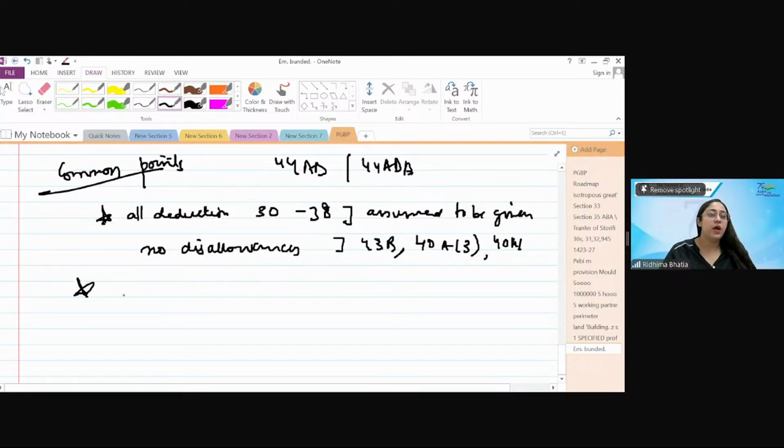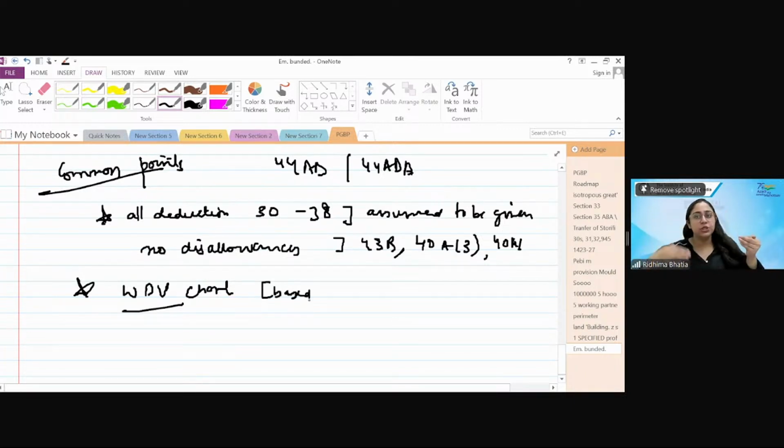But you have to maintain a WDV chart. You have to maintain a WDV chart based on notional depreciation. मतलब आप every year उस chart में depreciation लगा के you will come to the fresh written down value. Yes, you will not claim that depreciation anywhere, but you have to maintain that chart.